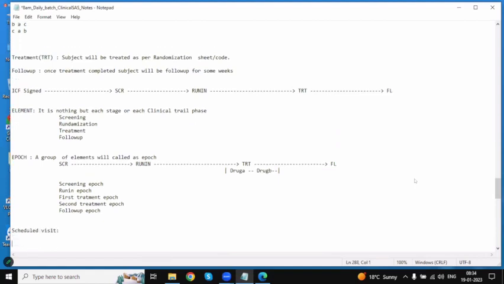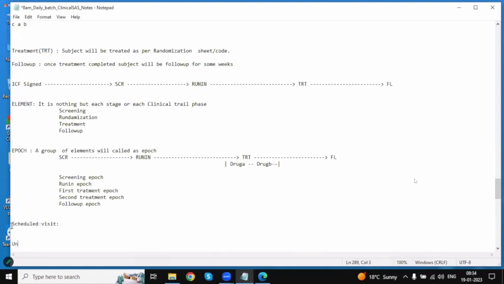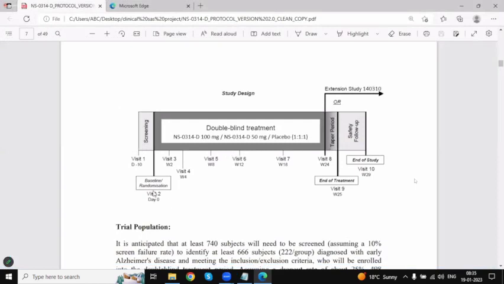Scheduled visits and unscheduled visits. Scheduled visits are nothing but planned visits as per protocol. In each protocol, they will definitely mention some planned visits. So when a subject has to visit the site, it was already mentioned in the protocol. So these are planned visits.